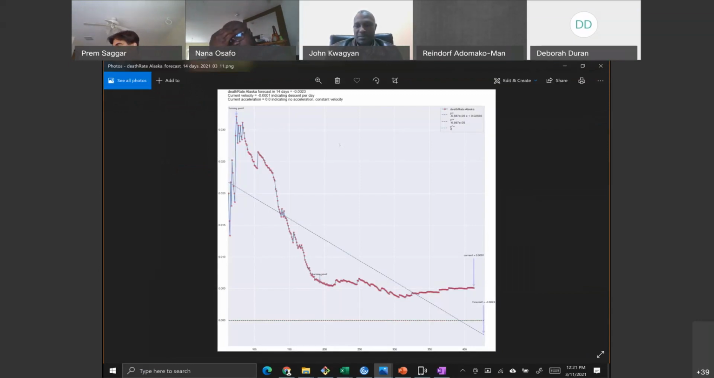How do you decide when you're going to flatten a curve? How do you decide what variables to use and what techniques to use?